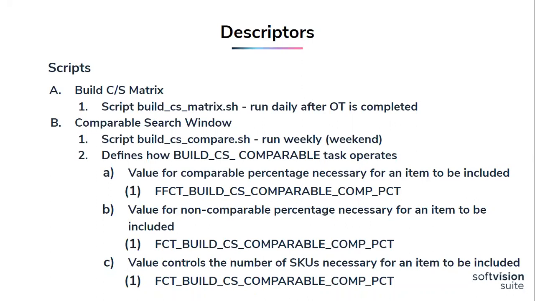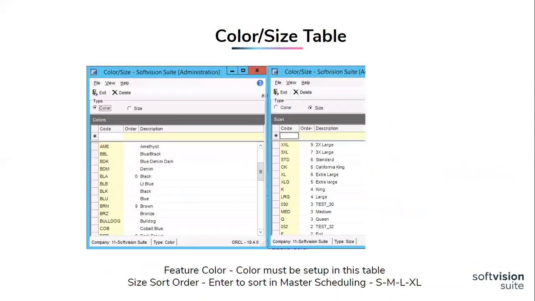So the first screen we're going to talk about is on the admin module, and it's the color and size tables that are set up. When you come in, you have the option to look at colors or sizes. You select a box to choose those, and then you have to enter a code. It's the code that you're going to use in your interfaces and descriptors to define color, or the code you're going to use to define size.